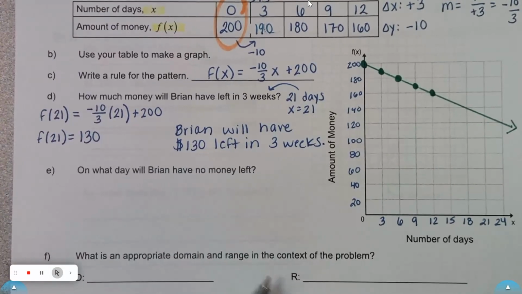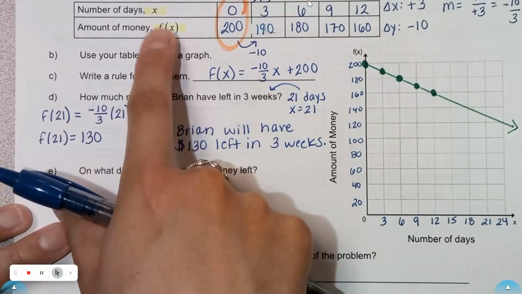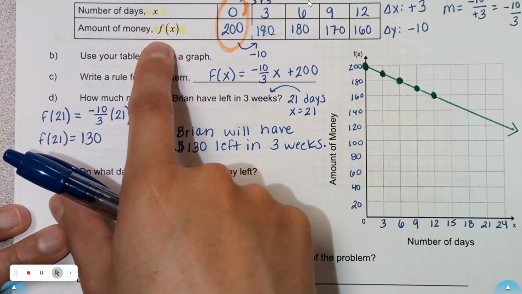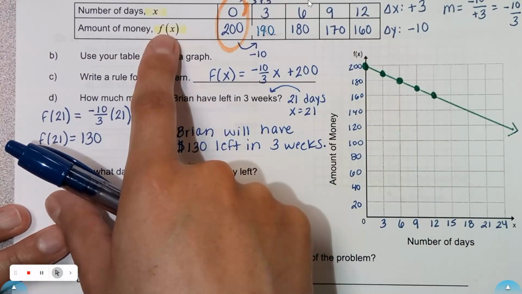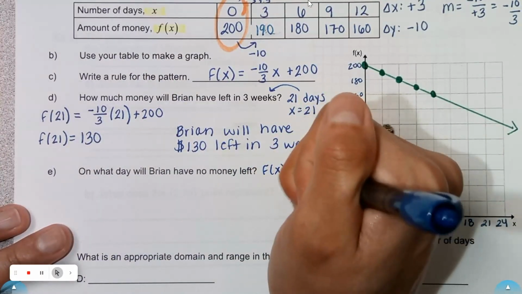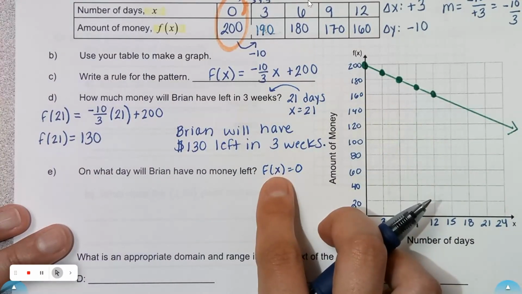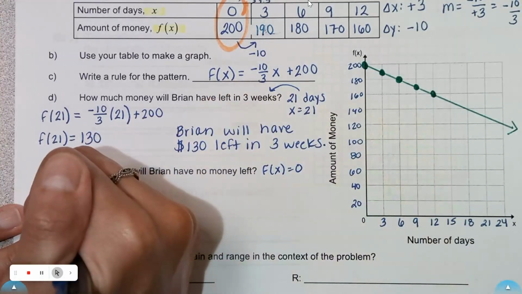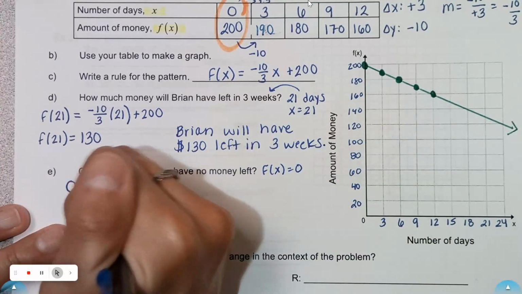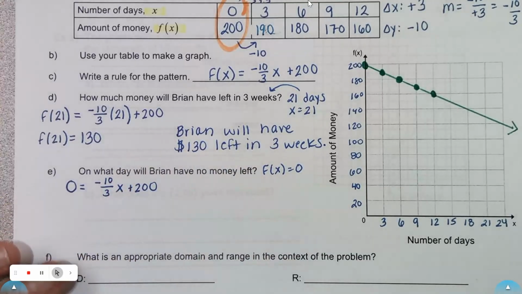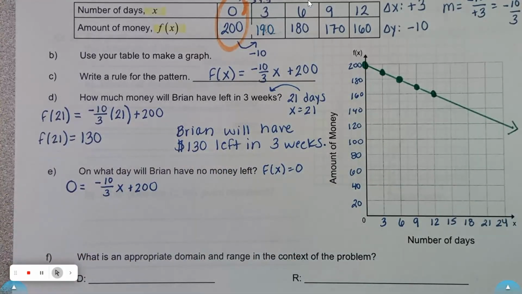Okay, part E, on what day will Brian have no money left? So that means the amount of money has to be 0. You could keep the table going if you wanted to, or I want these variables to be 0 because that's when I have no more money. So this is saying my f of x is 0. So anywhere I see these letters or these variables, I'm going to substitute it with 0. So let me do that. So I have 0 equals, and then the rest of my equation. And then here, I'm solving for x.